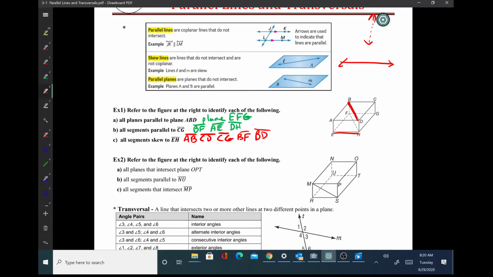I don't see any others. Those two right there, got those. That one in the back, no. I think that's all of them. 5, let's see. There's 5 so far.